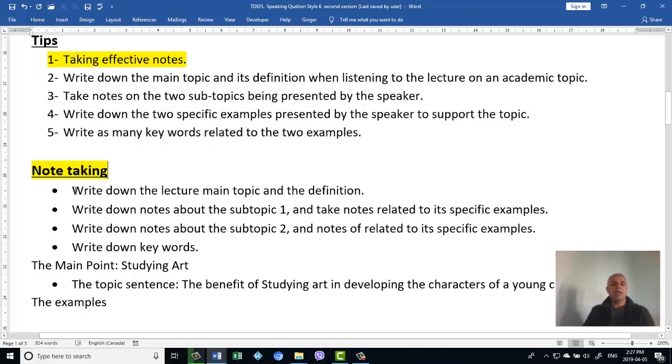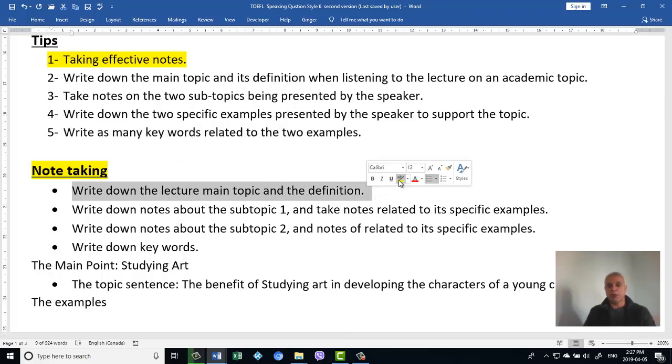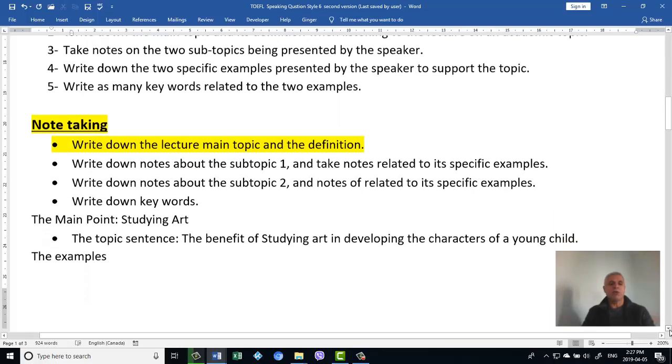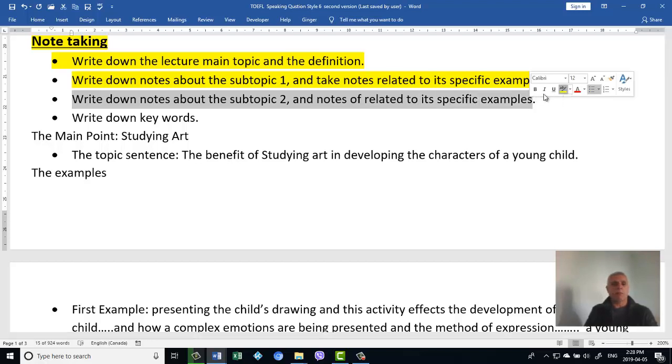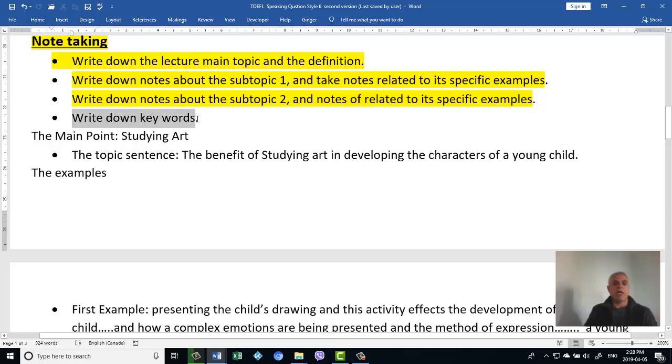Note taking: number 1, write down the lecture's main topic and definition. This is very important to look at. Then number 2, write down notes about subtopic 1 and take notes related to its specific examples. Number 3, write down notes about subtopic 2 and notes related to its specific examples. Number 4, write down keywords. Any keyword you see, you can write down.